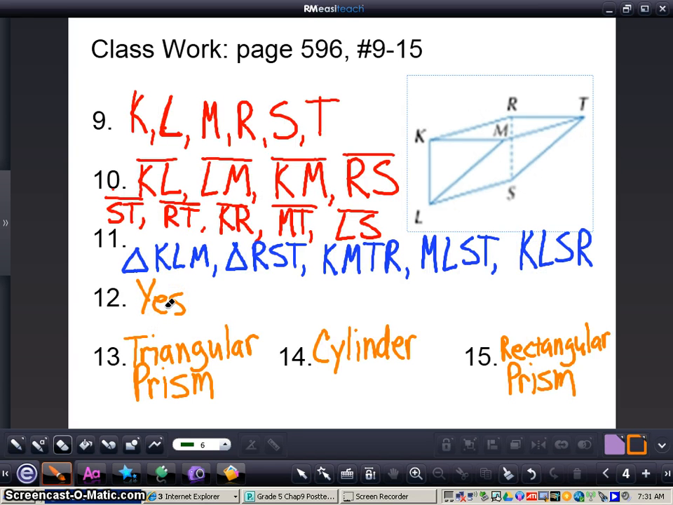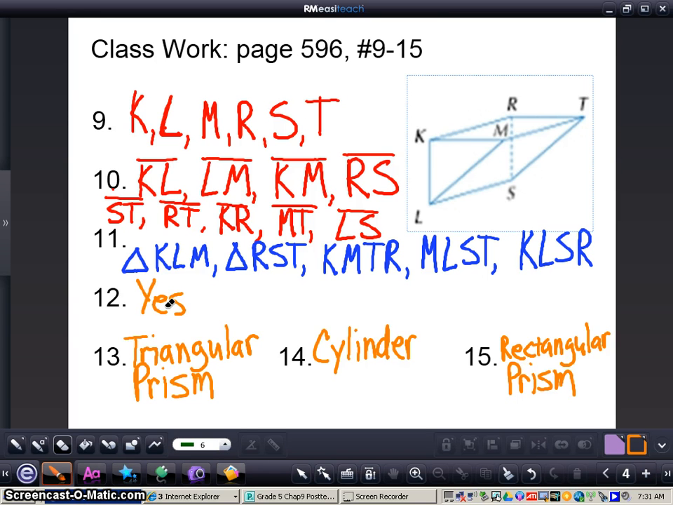Okay, here are the answers for your work on page 596, numbers 9 through 15. For number 9, the vertices: K, L, M, R, S, T. Remember, it's important as you write these down that you can just cross those out. For number 10, the edges: KL, LM, KM, RS, ST, RT, KR, MT, and LS.